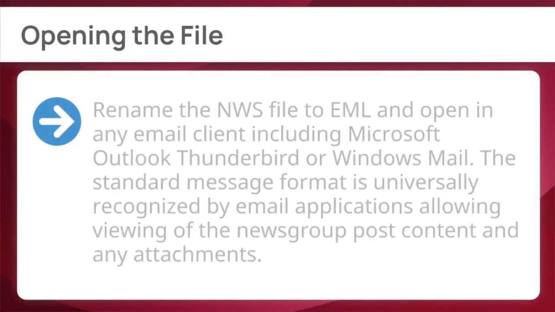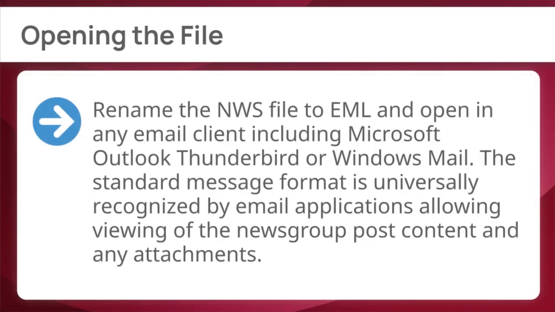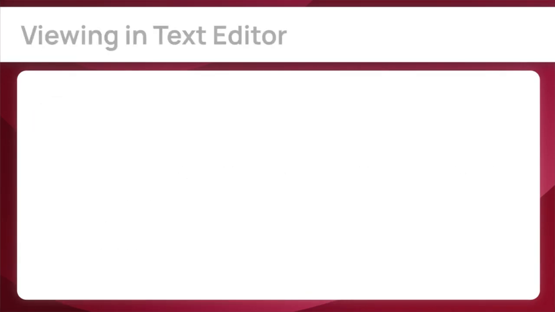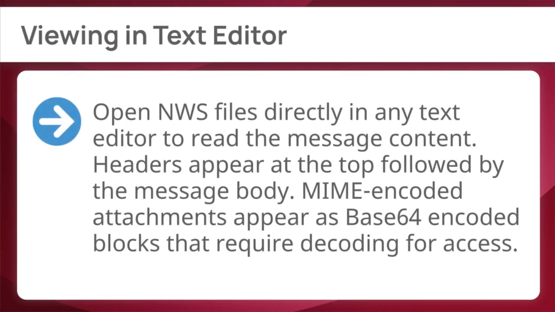First, opening the file. Rename the NWS file to EML and open in any email client, including Microsoft Outlook, Thunderbird, or Windows Mail. The standard message format is universally recognized by email applications, allowing viewing of the newsgroup post content and any attachments. Next, viewing in a text editor.